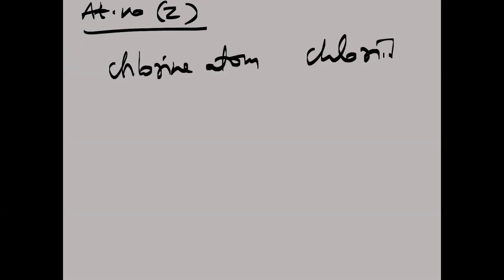See, now another definition of atomic number. Atomic number is given by Z: the number of protons in the neutral atom. Now next, if you take Cl atom, chlorine atom, and chloride ion. Chlorine atom is Cl0, neutral atom, and chloride ion is Cl minus, not Cl plus. So chloride ion Cl minus, chlorine atom Cl0.